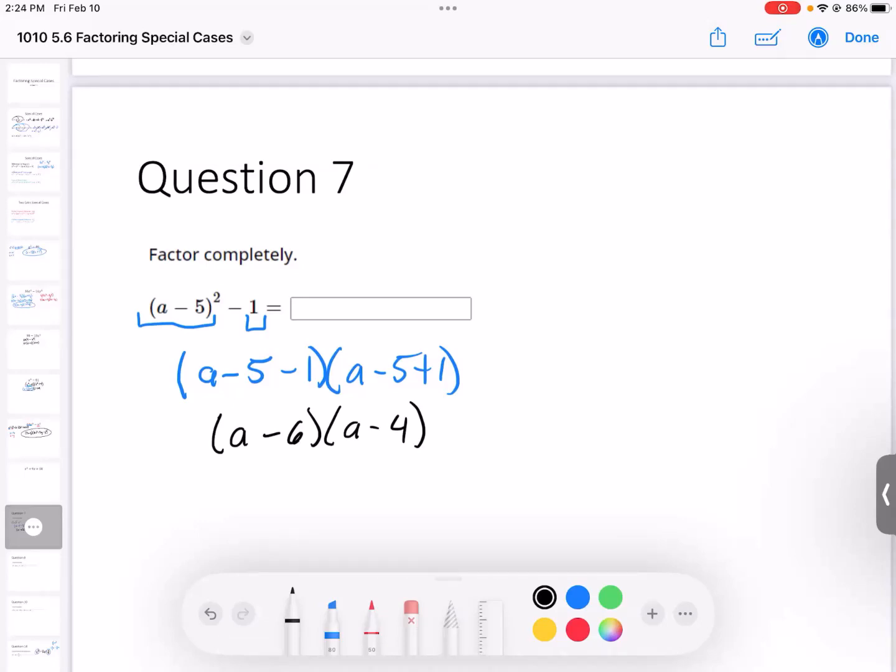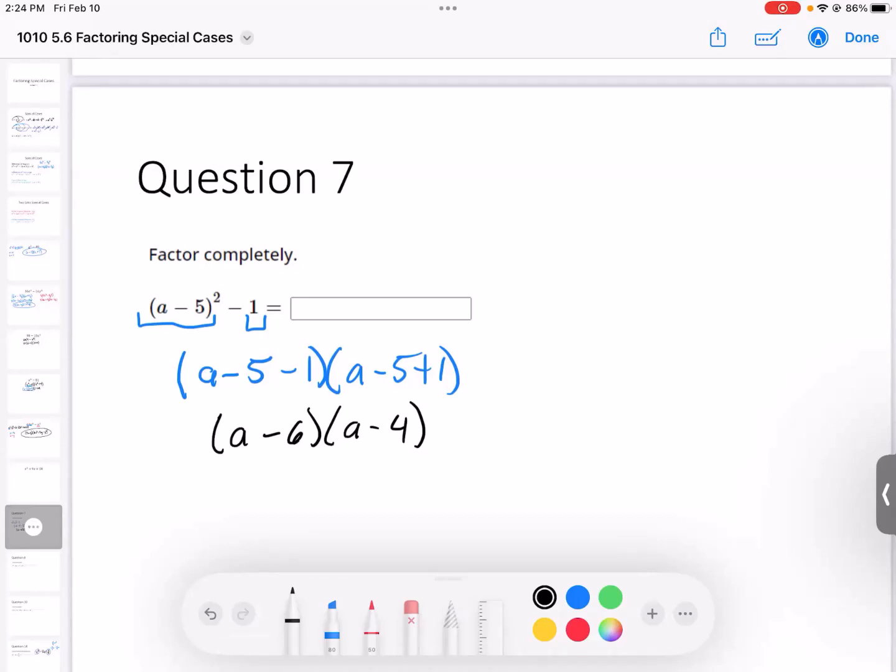There is another way you could also solve this problem. This one's definitely the easier way, but another way you could solve this problem is you could FOIL this out, and you could figure out what polynomial this is and combine that polynomial with negative 1. And you'd have like a squared plus something a plus some number. And you could factor it using the method we did yesterday, and you would still end up with this answer. But it's not the easiest way, so I wouldn't recommend it.